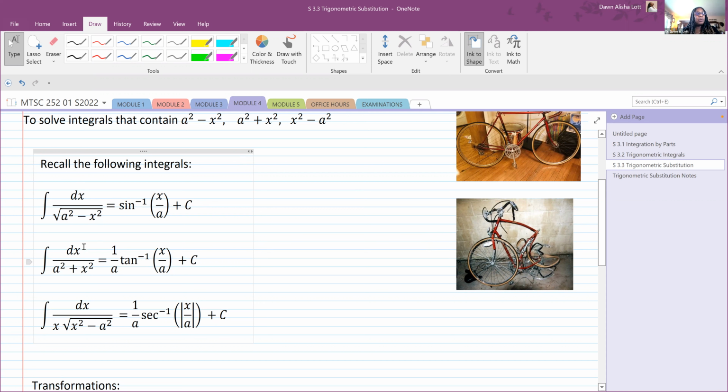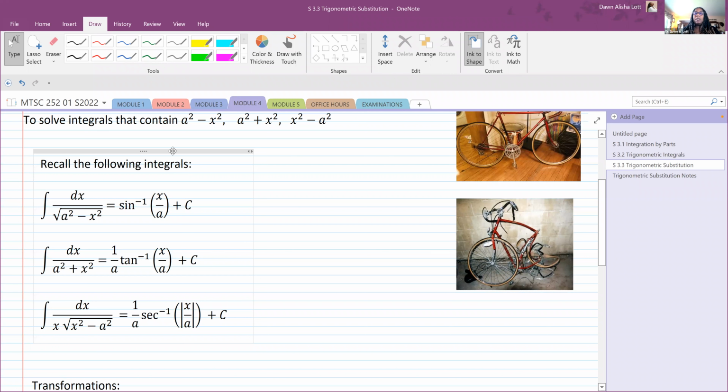If you take the integral of dx over a squared plus x squared, then you get 1 over a, the tan inverse of x over a plus a constant. So any integral of this specific form gave you an inverse tangent. And then any integral of the form dx over x, the square root of x squared minus a squared, gave you 1 over a, the secant inverse of the absolute value of x over a plus a constant. So you got the inverse secant.